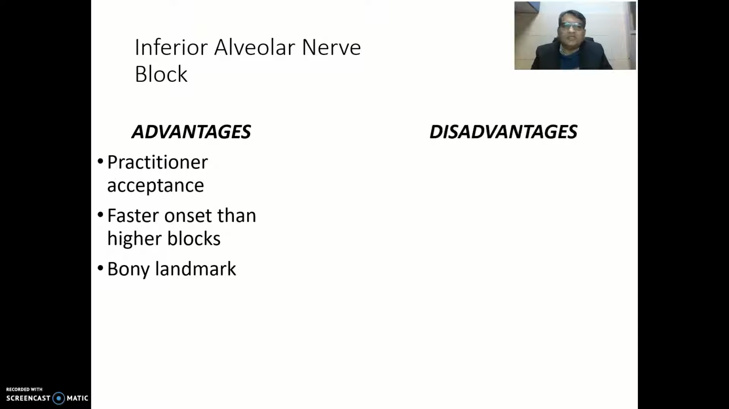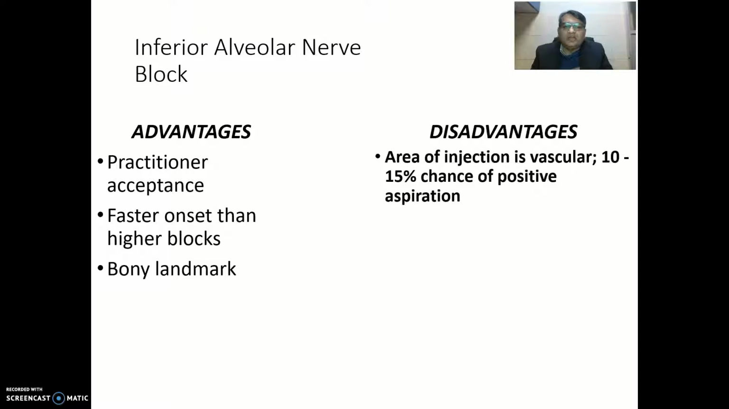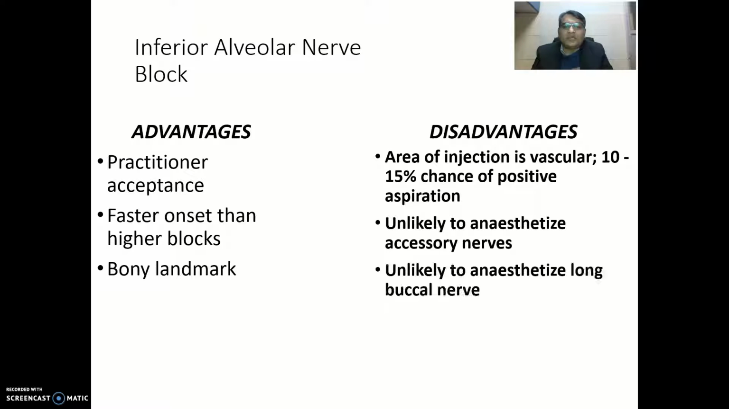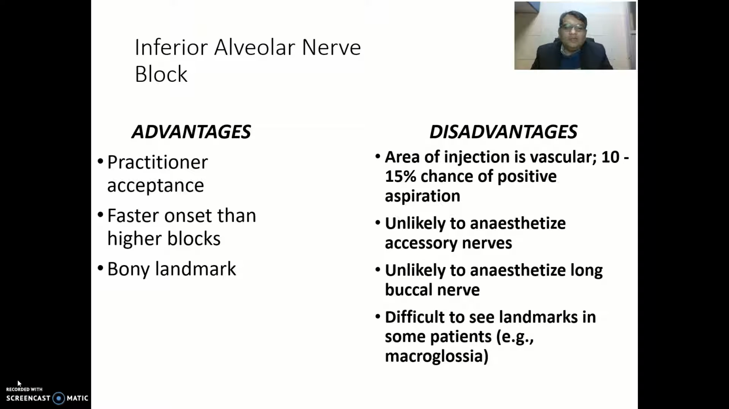The disadvantages are that the area is highly vascular, and so there is a 10 to 15% chance of positive aspiration. It is unlikely to anesthetize the accessory nerves, and unlikely to anesthetize the long buccal nerve. And finally, in some patients, it's difficult to see the landmarks, such as the patient with microstomia, and the patient who has thick cheeks.